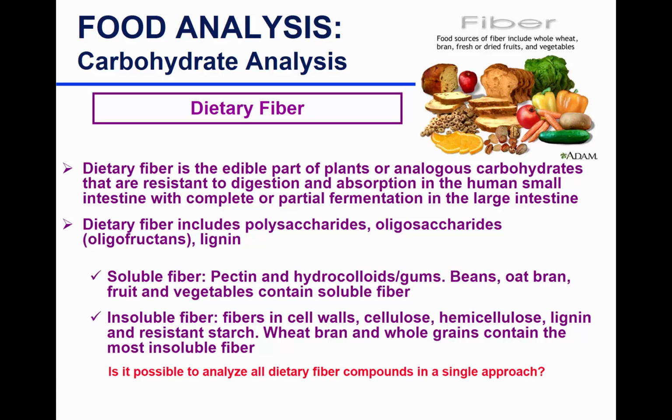So dietary fiber is divided into two components. You have the soluble fiber, that is pectin and hydrocolloids or gums. And these are some of the produce that are rich in soluble fiber. And you have the insoluble fiber that is mainly the cell wall material, such as cellulose, hemicellulose, lignin, and not necessarily cell wall material is the resistant starch. We talked about the 4 different types of resistant starch. Wheat bran and whole grains are rich in insoluble fiber.